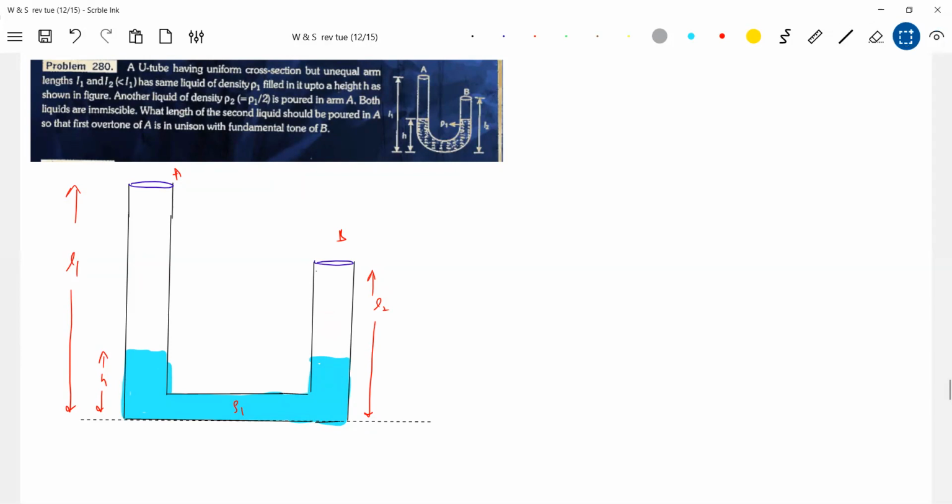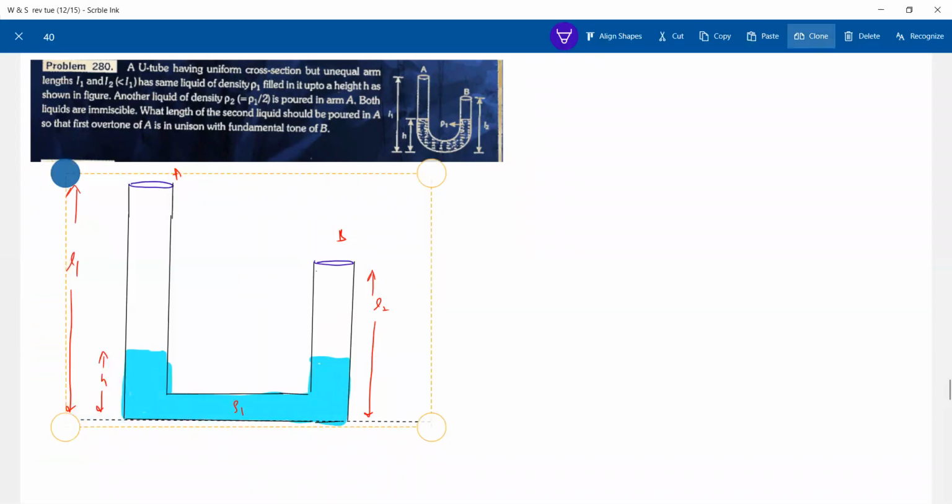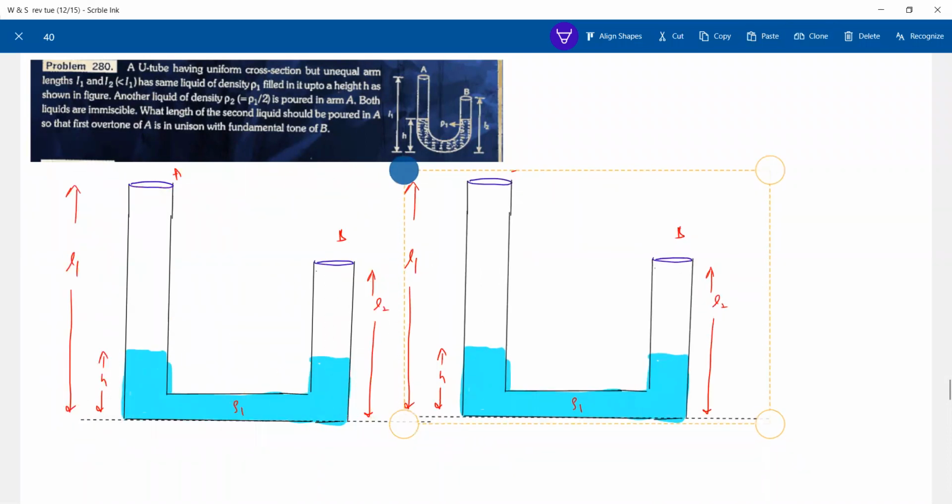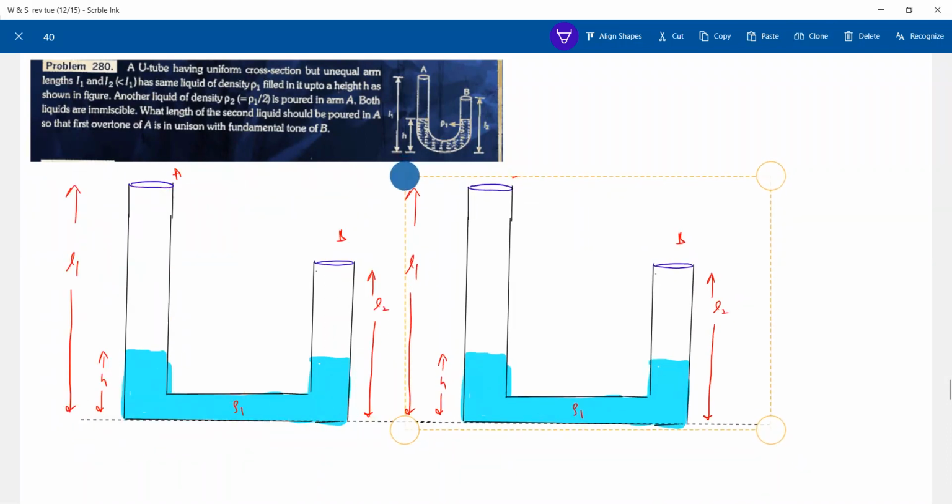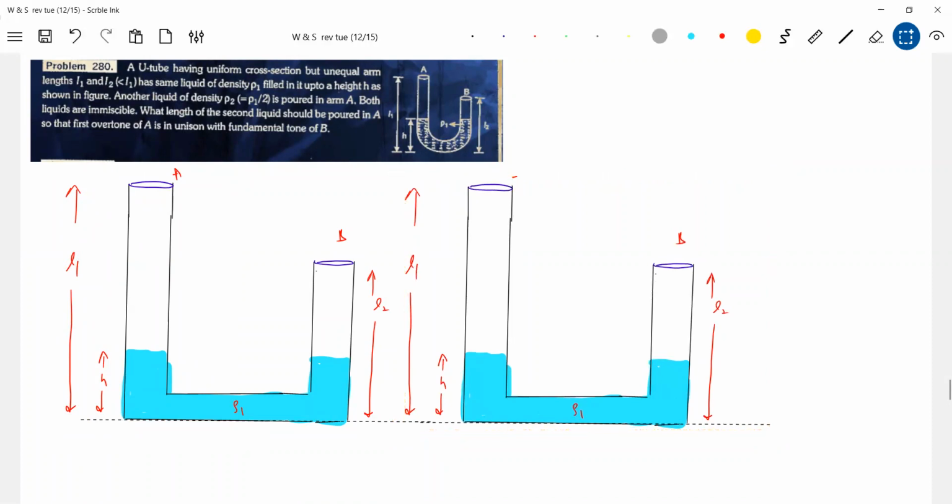So the next part of the diagram. Take this one. So the level of liquid in column A should decrease. The level of liquid in column B should rise. Now will they be at the same level after this sequence? Oh, here it should decrease.